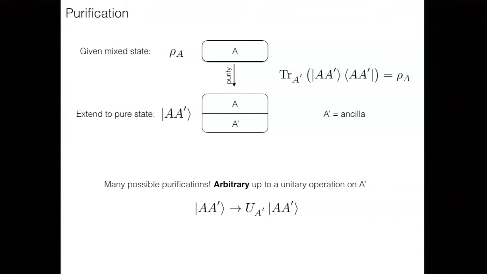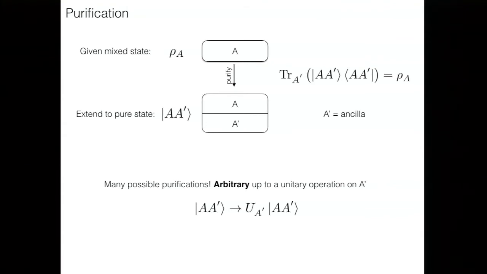The idea of a purification is, suppose you're given a mixed state on subsystem A, so that's rho A. It's always possible in quantum mechanics to represent the entropy of the mixed state as instead entanglement with some ancilla. So throughout this talk, the ancilla is going to have a primed index. So we so-called extend the mixed state by finding a pure state on the larger system of A tensor A prime, such that if you were to trace out A prime, you get the mixed state of interest.